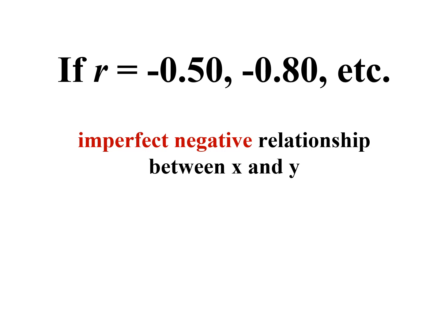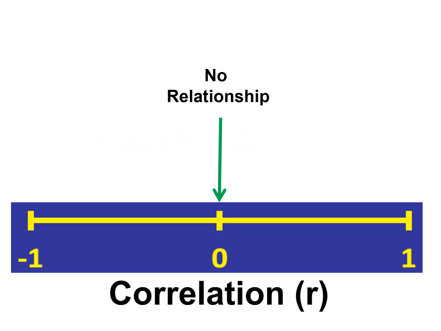If the correlation is negative 0.50, negative 0.80, or any other negative value other than negative 1, we say that there is an imperfect negative relationship between x and y. So now let's review the main points so far.